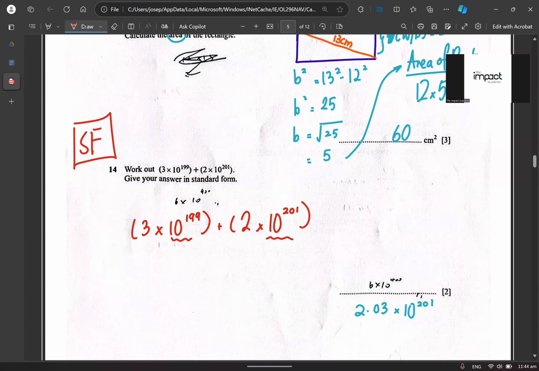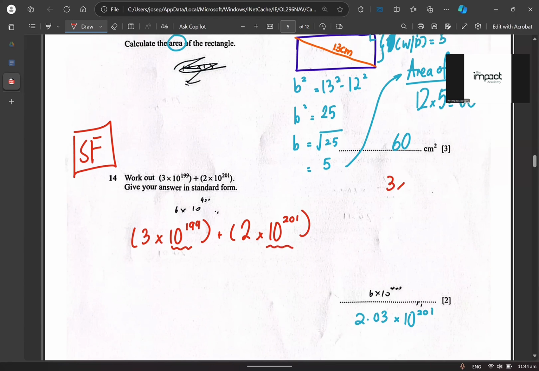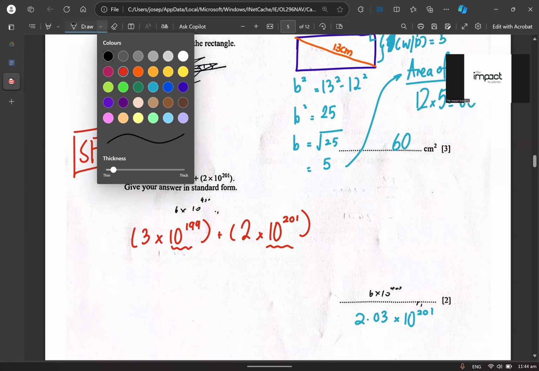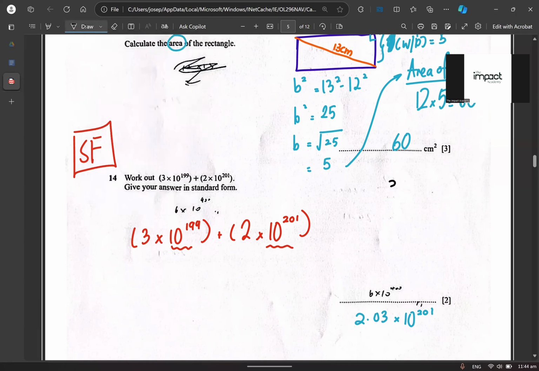So let me maybe just explain a little bit first using simple numbers, okay? Let's say if I have 3 times 10, because you see, you press your calculator for this, there's nothing you can do. You won't get any answer. You probably get math error or something like that, all right? Too big already, right? So let's say if I do 3 times 10 to the power of 4, how much is that?